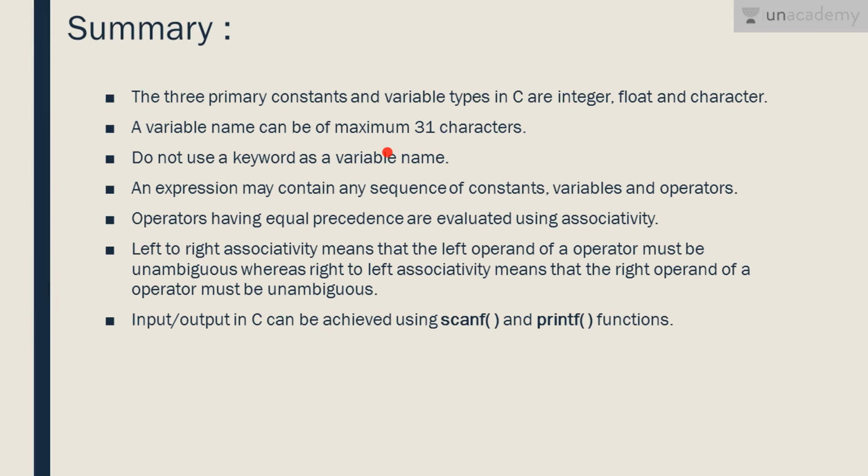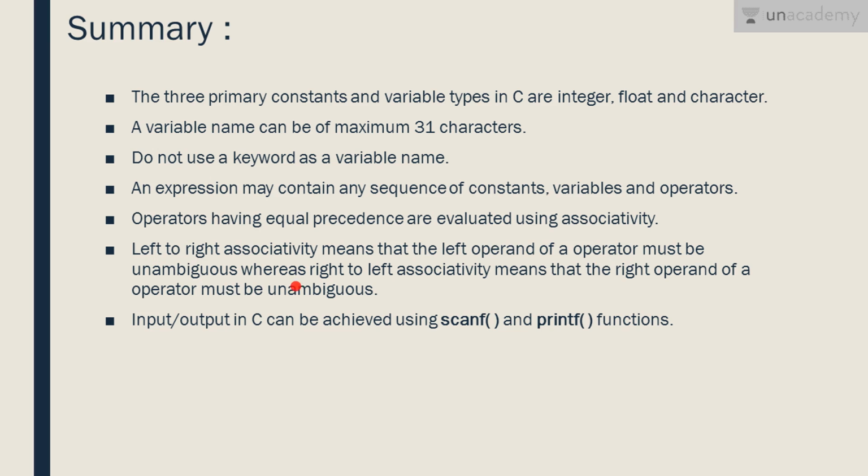The three primary constants and variable types in C are integer, float, and character. A variable name can be a maximum of 31 characters. Do not use a keyword as a variable name. If you do so, there is definitely going to be an error. An expression may contain any sequence of constants, variables, and operators. Operators having equal precedence are evaluated using associativity, which is a mathematical property.